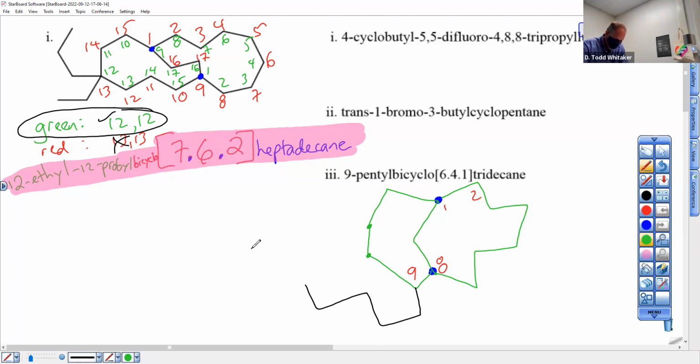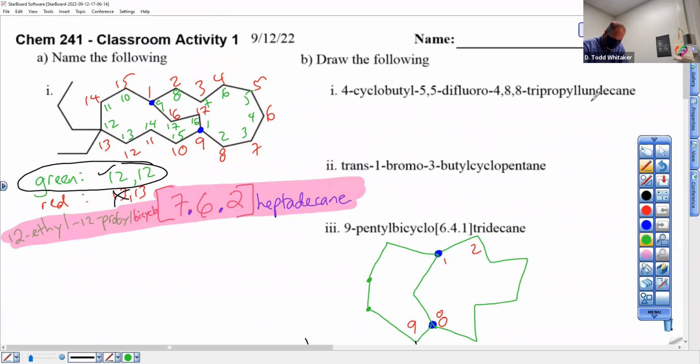Okay. Now we'll do the other one. Got my picture in the way. 4, cyclobutyl. What the heck's cyclobutyl? That's a ring, right? But it's a group. And 5 has fluoro and another fluoro, 2 fluoros. And 4, 8, and 8 have propyls each, and there's 3 of them. And undecane. That's not hard. We're going to start by drawing the end always. Small typo. There's 2 L's there by mistake.